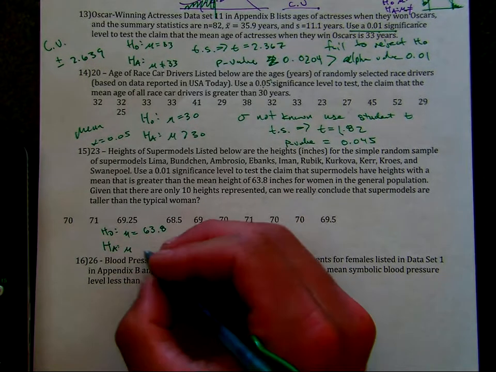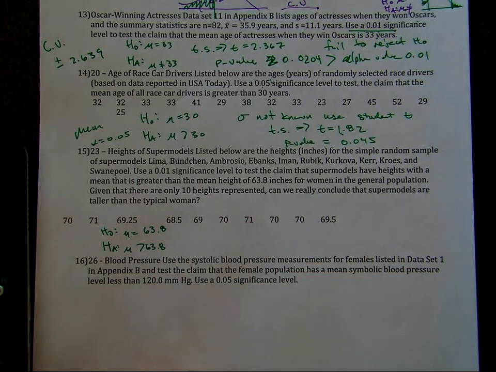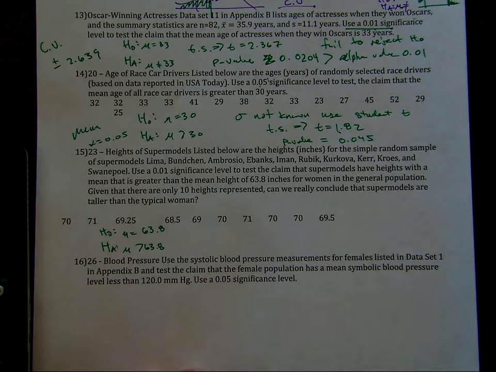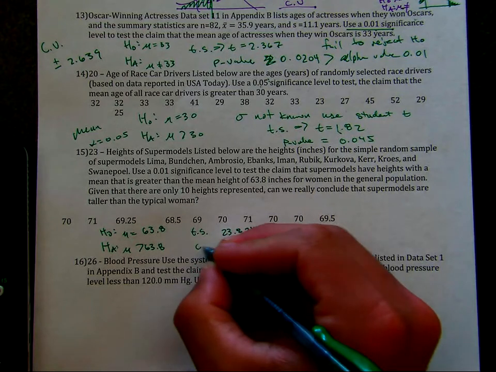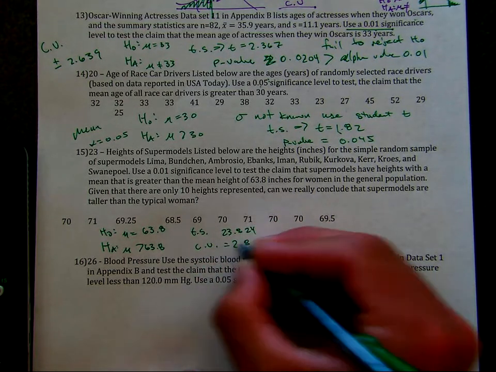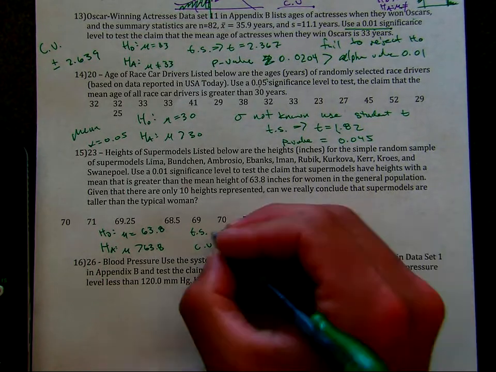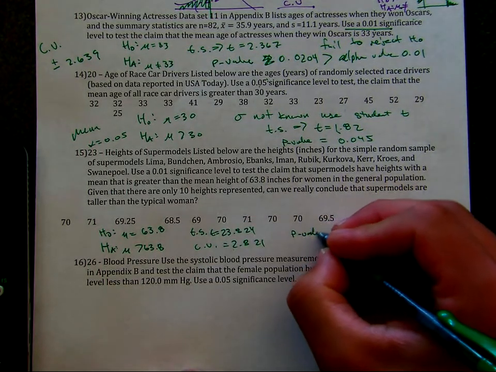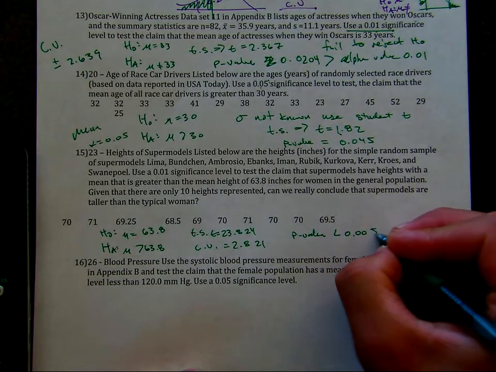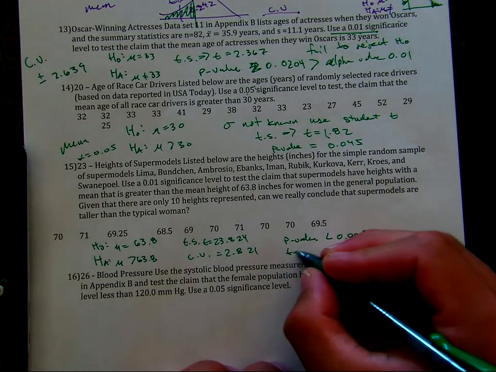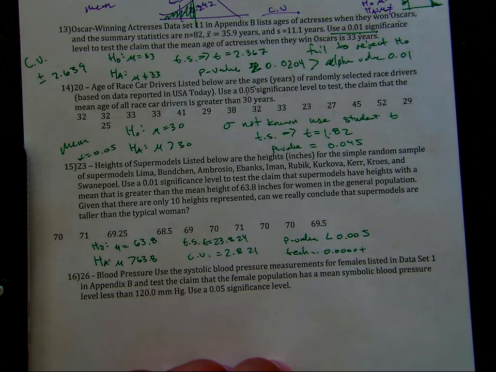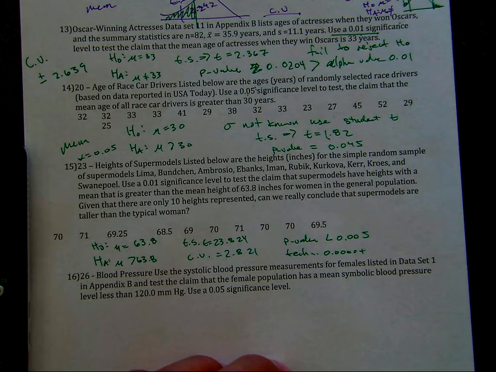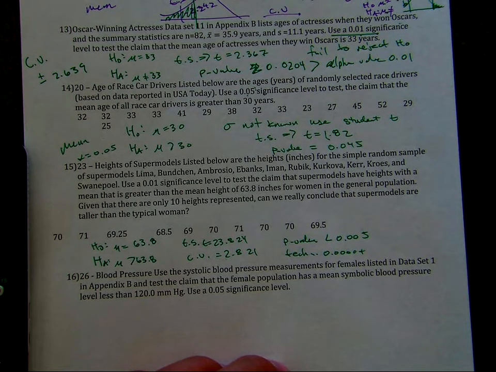Now, hopefully you'll be able to find your test statistic, which should be t equals 23.824. The critical value, if you're going to check these, would be 2.821, and the p-value is going to be less than 0.005. If we find it on technology, they might tell you something like 0.00000 plus, in other words meaning that's very small. Just something you'd be aware of. So in this case, we reject the null, and there's sufficient evidence to support the claim that supermodels have heights with a mean that is greater than the mean height of 63.8 for women in the general population. We can conclude that supermodels are taller than typical women in this case.